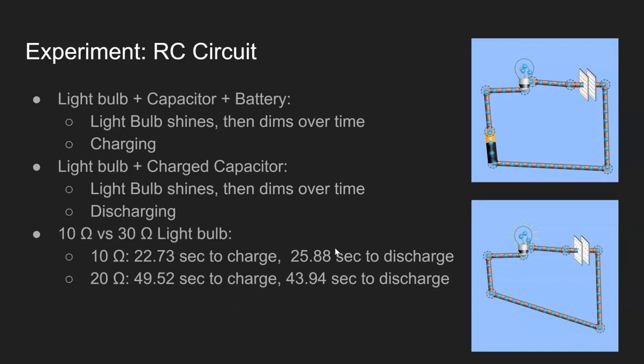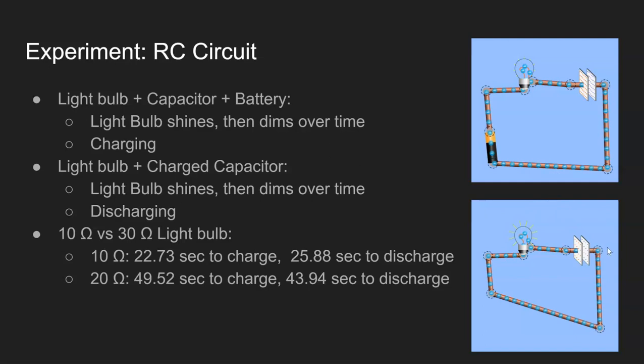The behavior of an RC circuit was also modeled, in which the process of charging the capacitor was shown to decrease the current over time, shown through the dimming of the light bulb. The capacitor was then discharged by connecting it directly to the light bulb, which the model showed as the charge on the plate decreasing over time.